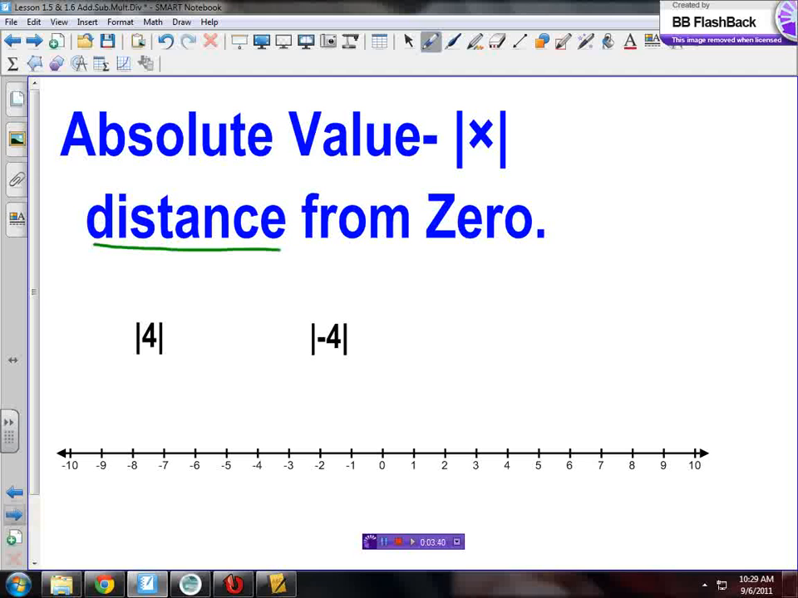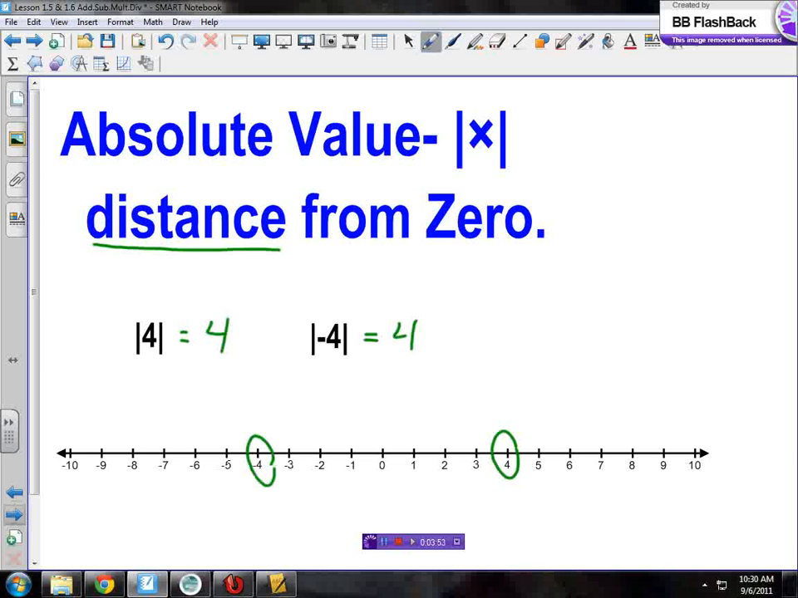So we look at the absolute value of 4. What's the absolute value of 4? Positive 4. It stays the same. What's the absolute value of negative 4? 4. If you look at those two numbers, how far is negative 4 from 0? 1, 2, 3, 4. How far is 4 from 0? 1, 2, 3, 4. Both are 4 from 0. So we think about absolute value as being distance from 0, and it always makes them positive.